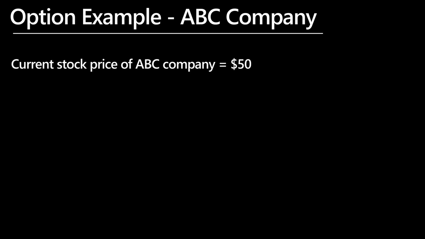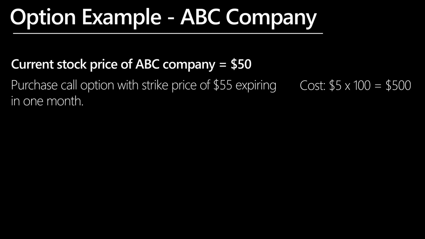So let's look at an example using a company I made up for this video called ABC Company, and hopefully it'll make things a little more clear. Let's say you want to purchase a call option on ABC Company because you believe the stock price is going to go up a lot within the next month. The current stock price for ABC Company is $50, so you decide to purchase a call option with a strike price of $55 per share, and you pay a premium of $5 for it. Now remember that this controls 100 shares, so you're actually going to pay $500 for that call option.